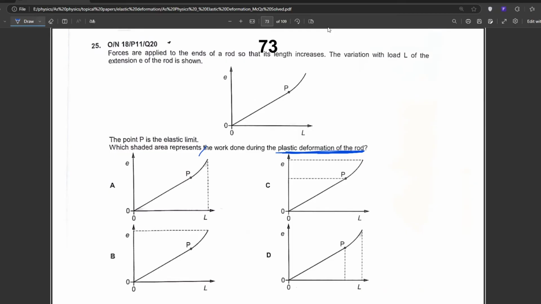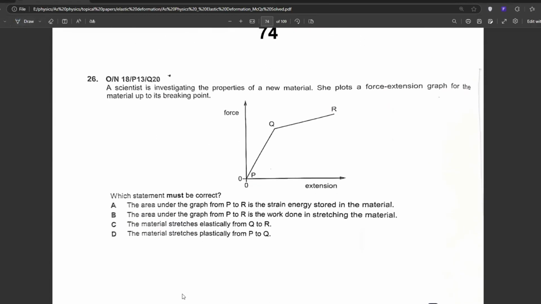Okay. We have to tell the work done during the plastic deformation of the rod. So after elastic limit, plastic deformation happens, and work done by the plastic region is the area with the extension axis. I guess C is my answer. Let me confirm it as well. The answer to 73 is C. Perfect. Let's further move ahead.